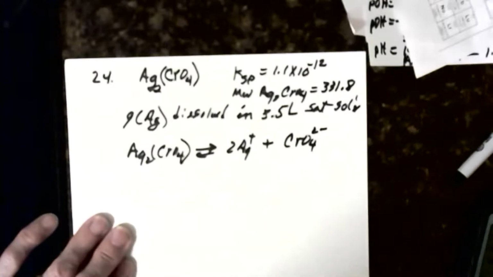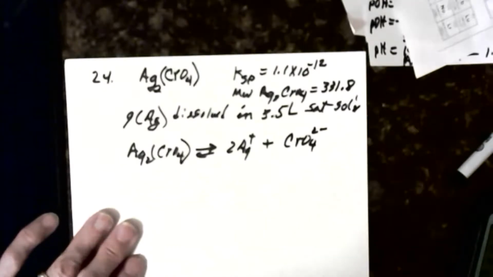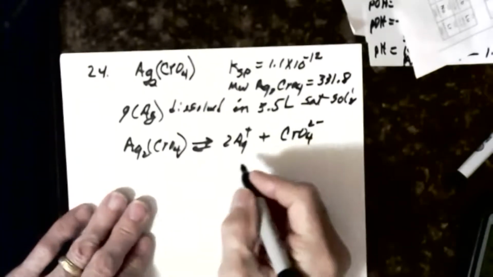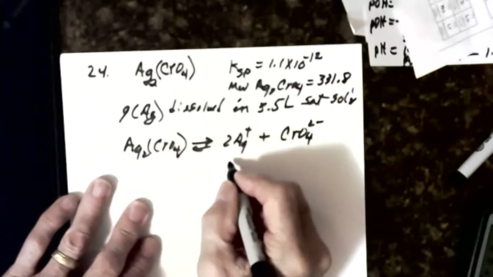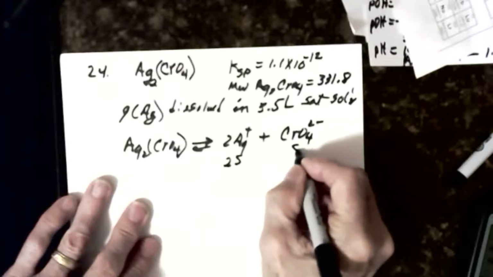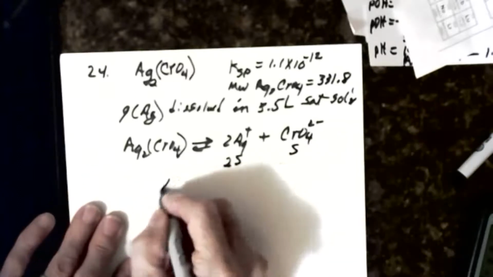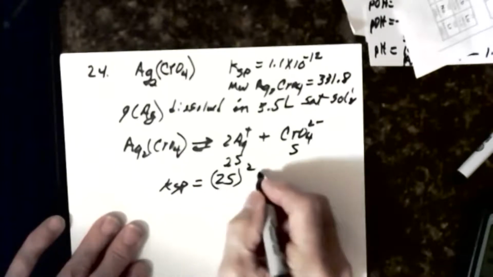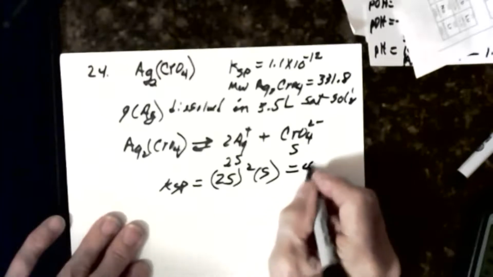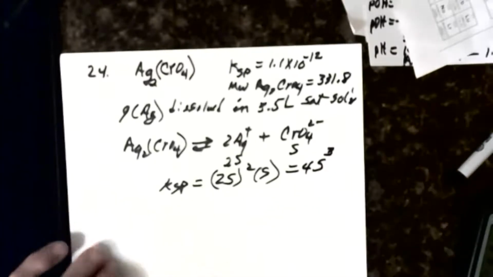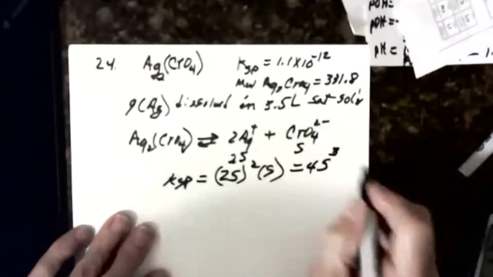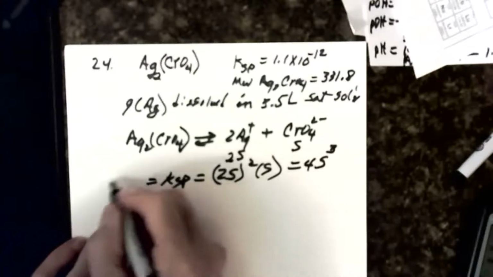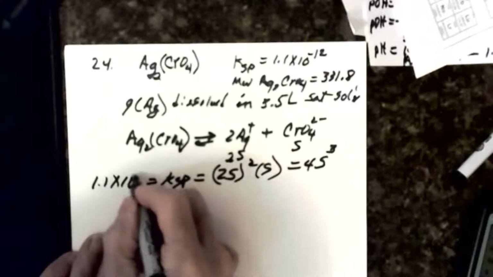Okay. And we're given the KSP for that. So I'm going to go for the solubility again. If S moles per liter dissolved, this will be 2S, and this will be S. My KSP is going to be (2S) squared again times S, or 4S cubed again. So I can now solve for S, and this KSP is 1.1 times 10 to the minus 12.